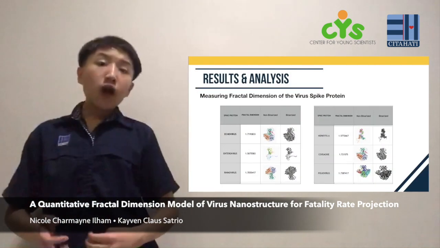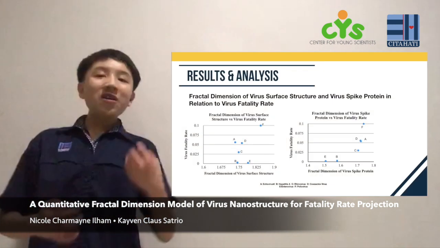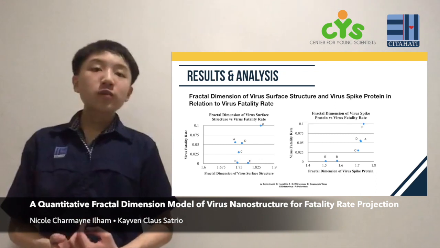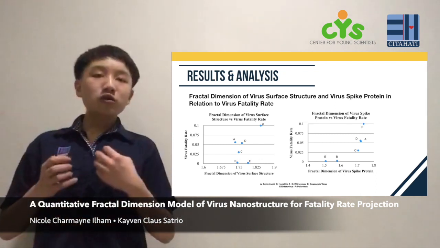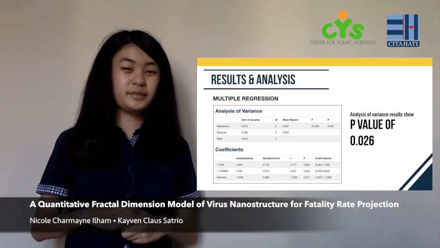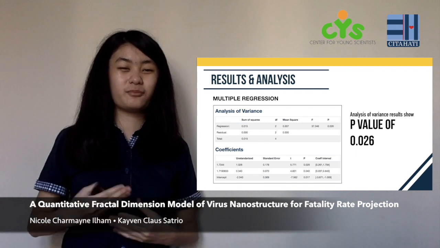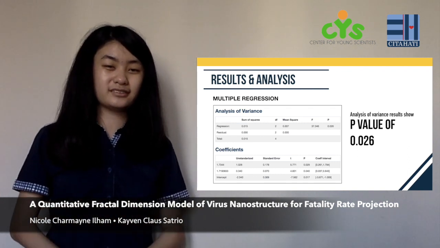Here are the results of each fractal dimension of the spike protein of the virus. Here are the results of the graph from the correlation between the fractal dimension of the virus nanostructure and spike protein, and also the fatality rate of each virus. Multiple linear regression can be used as a tool in constructing our mathematical model, which can be used to project the fatality rate of the virus.